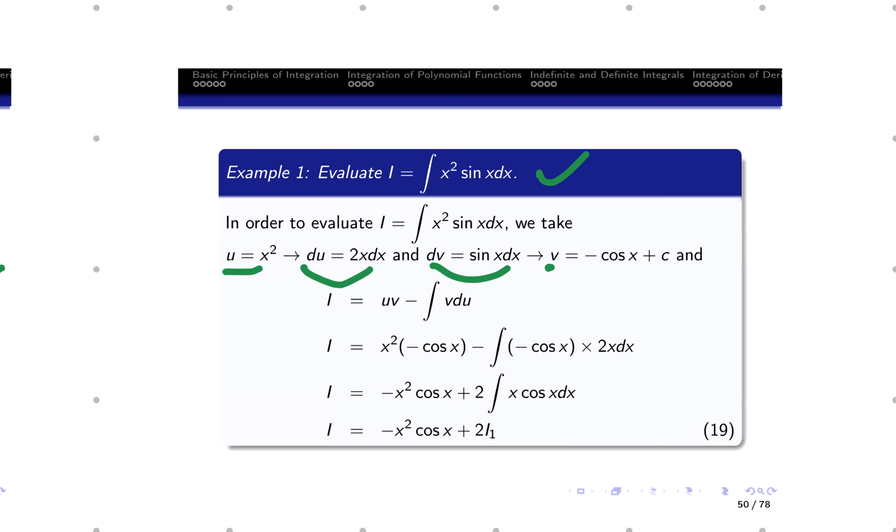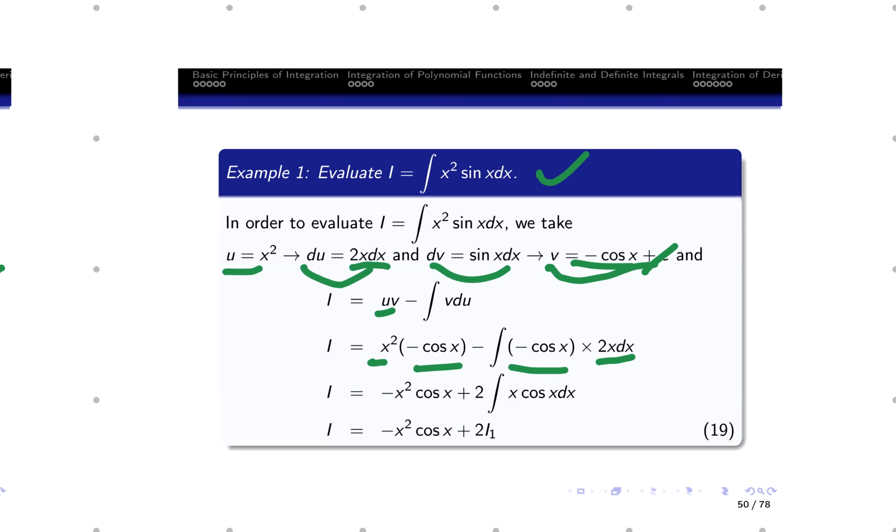So now that that is settled, you can go back to your I, which is uv minus integral of v du. So u is x squared, v, as you can see, is minus cos x. You can leave out the constant c because that can always come up after you're done with the whole thing. Then minus integral of v, which here is minus cos x, and du is 2x dx.